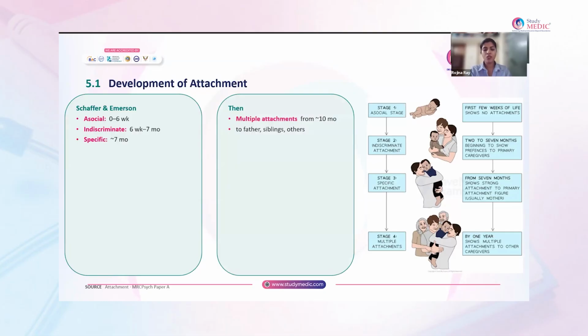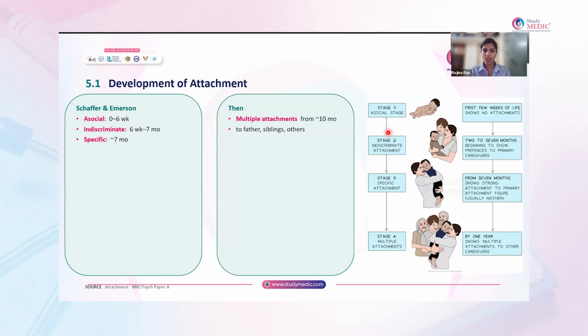Let's see that. Schaffer and Emerson showed that attachment develops in predictable phases and it is often polytropic. That is, there are multiple attachments rather than monotropic when we compare it with Bowlby. So these are the stages that they describe.